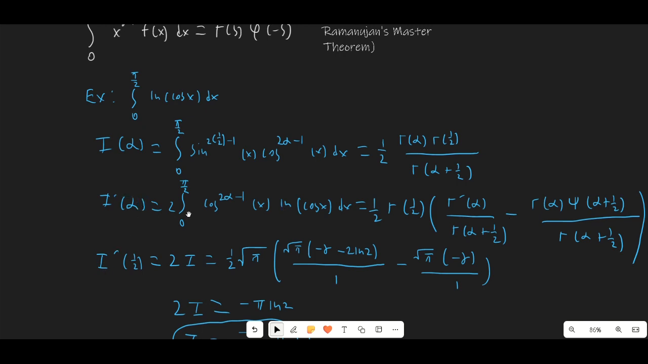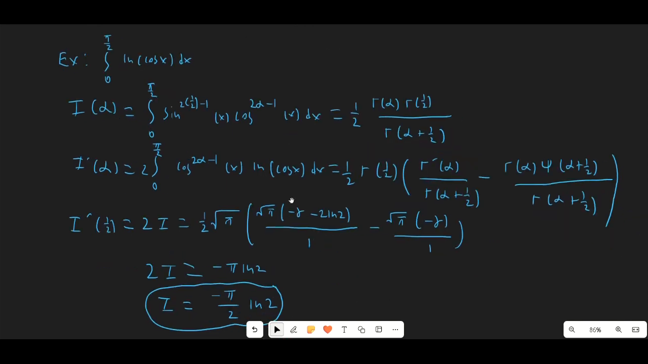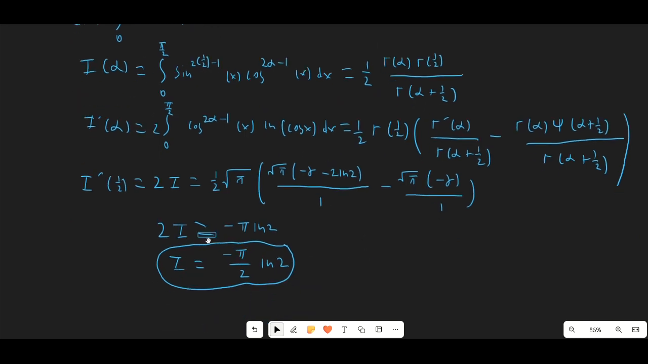So I plug in alpha equals 1/2, and I get that I prime of 1/2 is equal to 2I, since if you plug in 1/2 right here, you get cosine to the 0 of x times natural log of cosine of x, which is just natural log of cosine of x, our original integral. So we have 2I equals 1/2 square root pi, and then some nasty stuff with the gamma and digamma functions. And anyway, once you simplify everything, you find that 2I equals negative pi ln 2, which means that our integral I is negative pi over 2 ln 2.